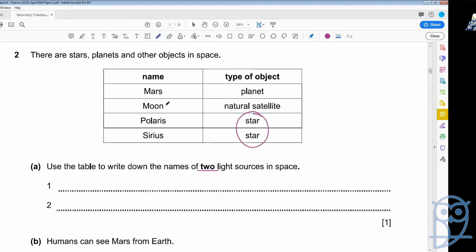Mars and the moon aren't actually light sources. They reflect the light coming from the sun. So that is why the moon is fairly bright at night, because it's reflecting the light from the sun.